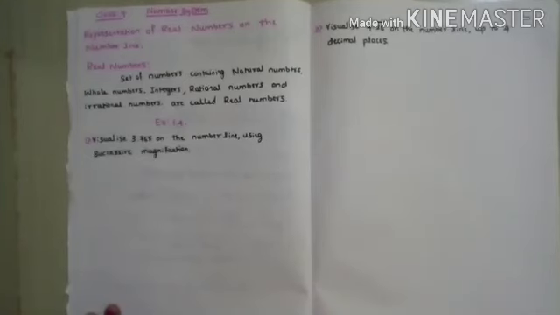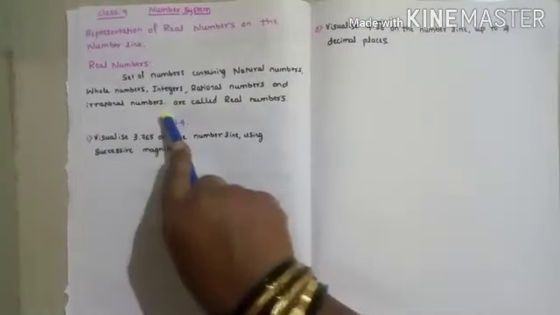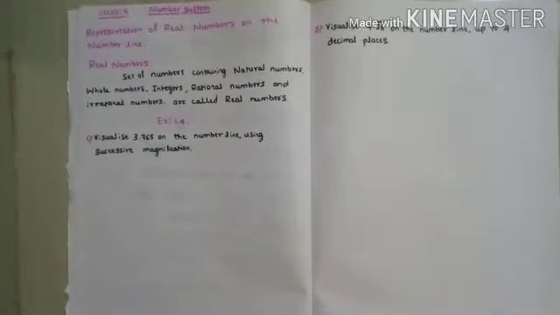Before going to represent the real numbers on the number line, we will see the definition of real numbers. What is a real number? A set of numbers containing natural numbers, whole numbers, integers, rational numbers and irrational numbers. This set contains all types of numbers. So this set of numbers is called real numbers.